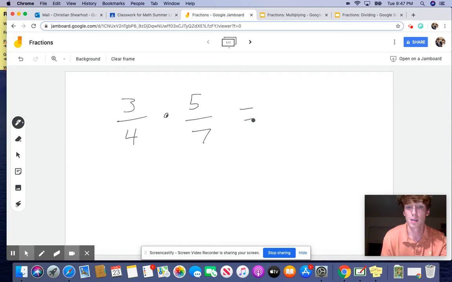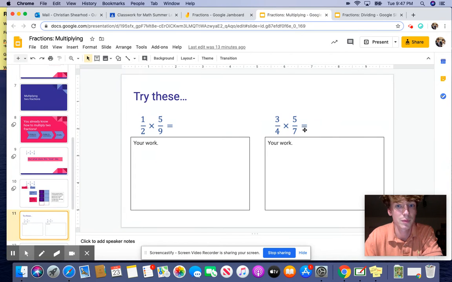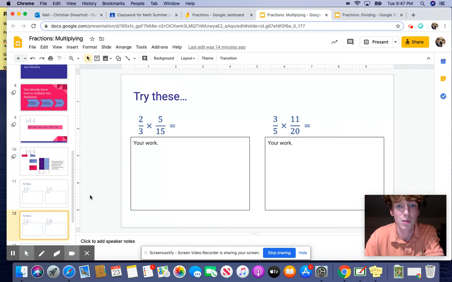Okay. Now, all we do is multiply across. So we do 3 times 5 and we get 15. Then we do 4 times 7 and we get 28. And if we can reduce this, we should. I don't think we can, so we're going to move on. This is our answer for this one. Let's go to the next one.